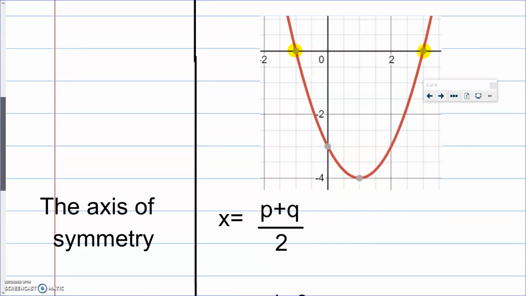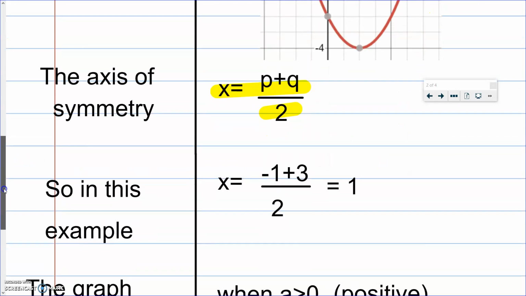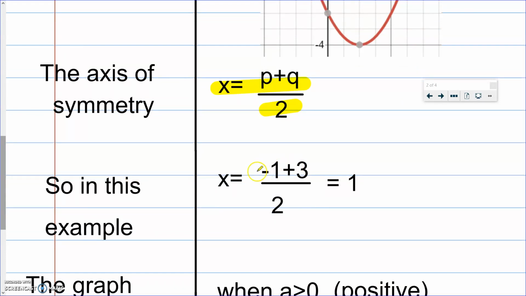The axis of symmetry can be found by using the equation x equals p plus q divided by 2. So when we want to find the axis of symmetry, we plug in our values for p and q and divide by 2 after we add them up. In this example, p was -1, q is 3. We add them together and divide by 2 to get 1. So our axis of symmetry is x equals 1.